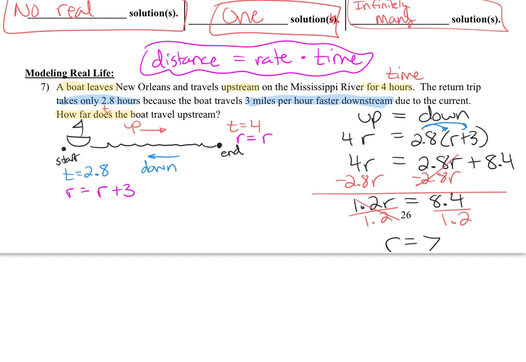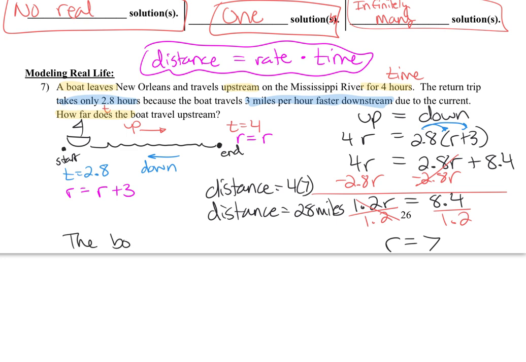And I'm going to use the easier one of upstream. If it took me 4 hours and I was going at 7 miles per hour, what do I do with the rate and the time again? Times it. What's 4 times 7? 28. So distance is equal to 4 times 7. And so distance equals 28. Yep, miles. Awesome. So we would say, how far does it go? The boat went 28 miles.